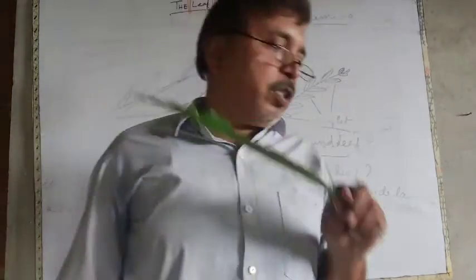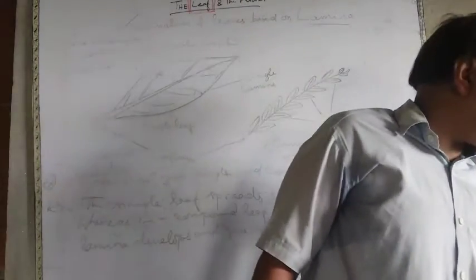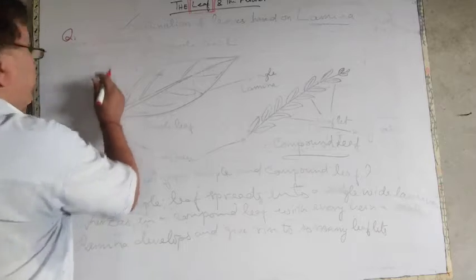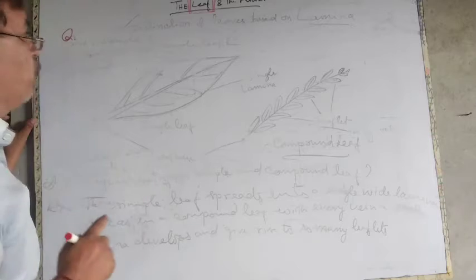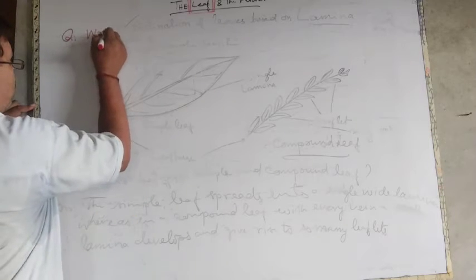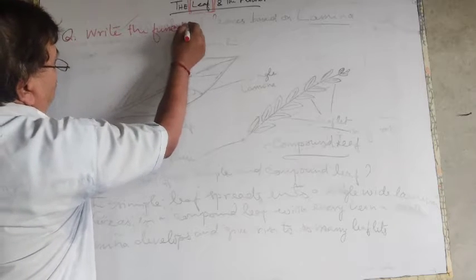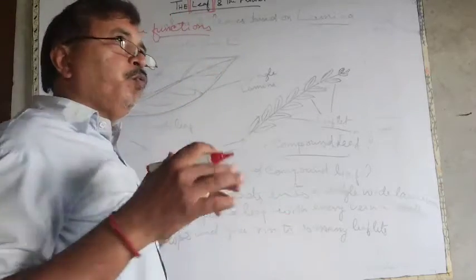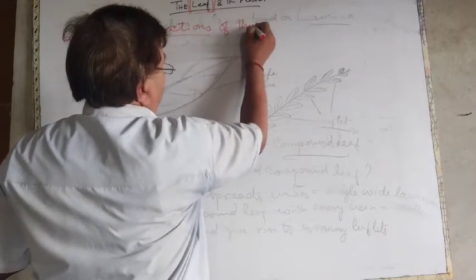Are you following? So similarly, what is the importance of the leaf, or what do the leaves do for the plant? This is a very important question as regards the examination. You may be asked in the examination to write the functions of the leaf. Functions means what kind of work they do for the plant, right? So write the functions of the leaves.